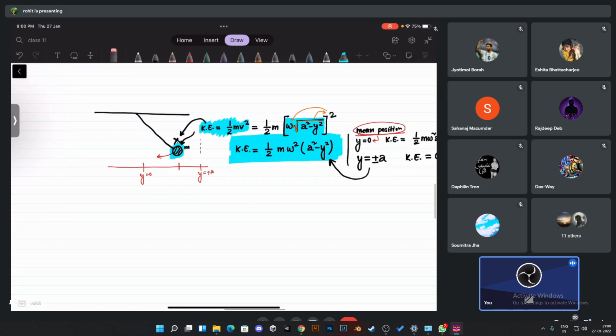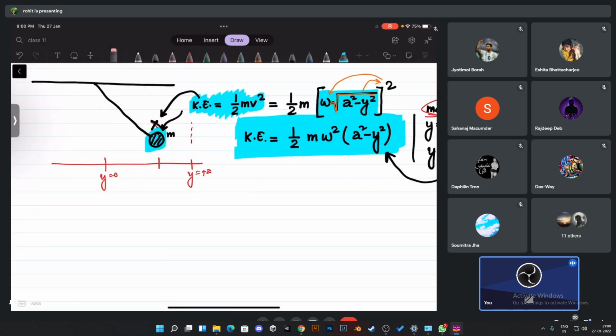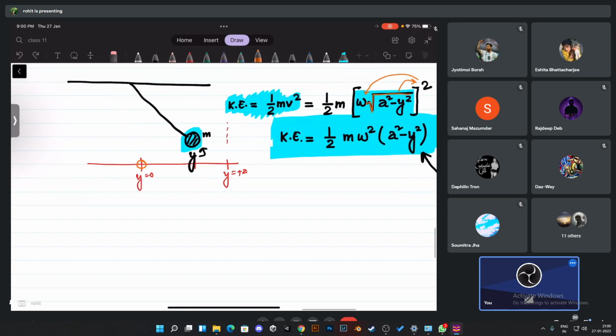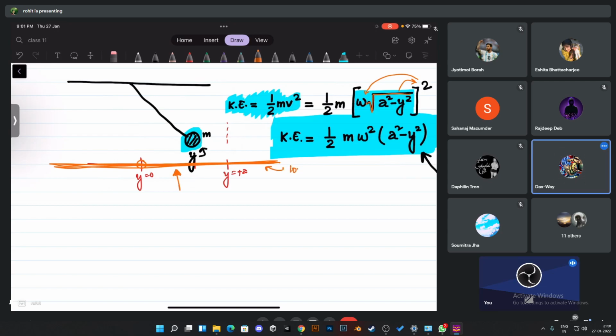How do I find potential energy, guys? Do you agree this object has potential energy at different positions? Yes. Potential energy, I'll tell you how it is measured here. With respect to this point, this is the lowest height, right? This region which I'm shading represents the lowest height of the object.